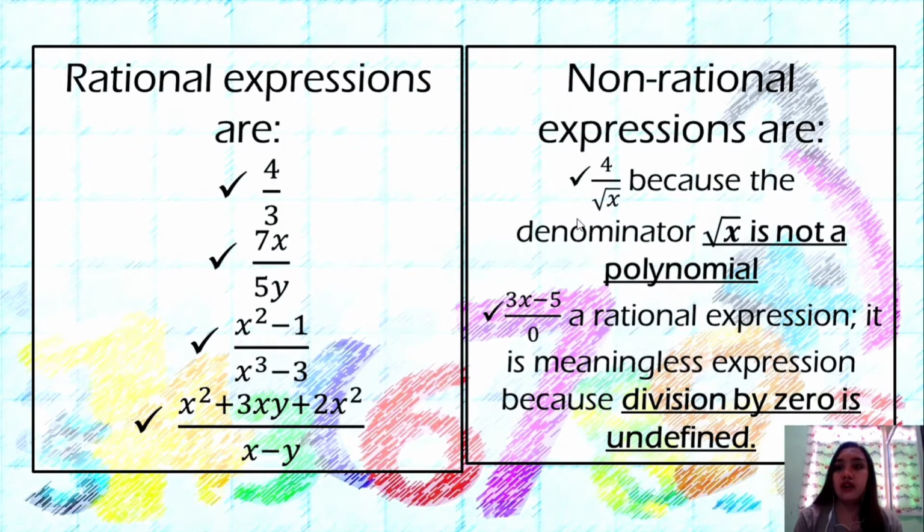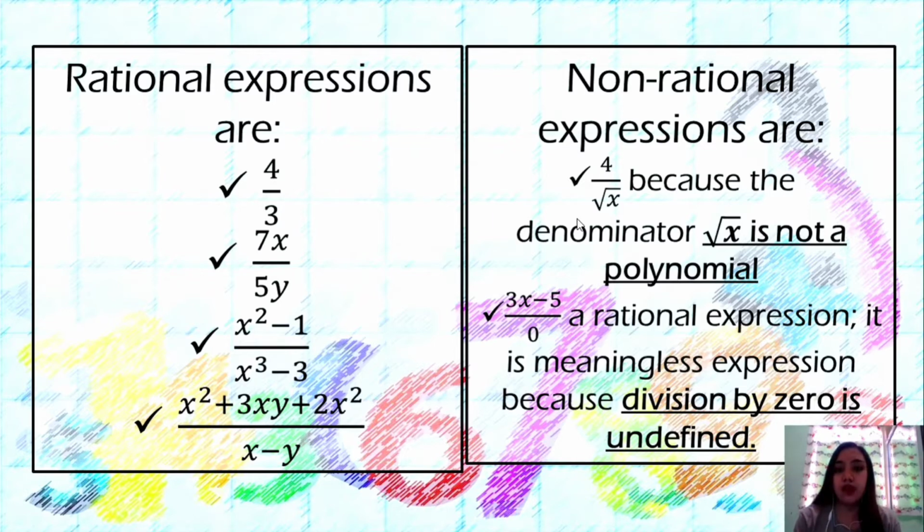So, these are the non-rational expressions. 4 over the square root of x. This is not a rational expression because the denominator, the square root of x, is not a polynomial. So, kapag nakita nyo ang denominator na may square root, it is not a polynomial. How about the next example?